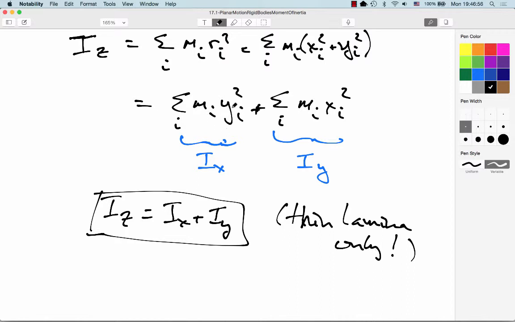And I can say this, by the way, because for instance, I_x would be the sum over i of m_i times (y_i squared plus z_i squared), but all my z's are 0. That's how this works.